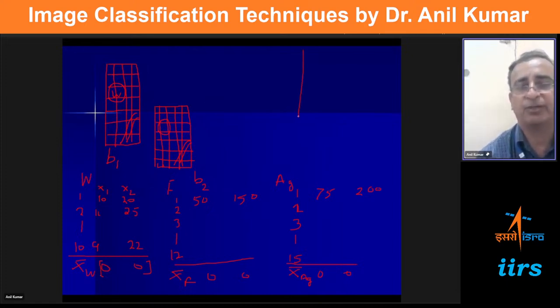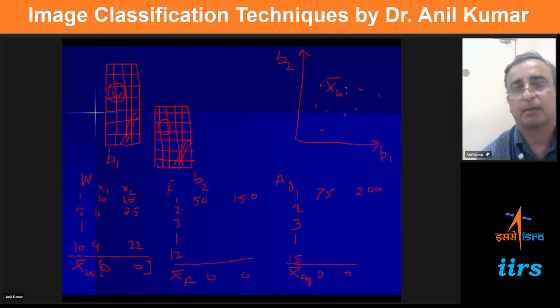So again, if you take the feature space, this is how the algorithm will work. This is your B1 and this is your B2 axis. You can plot all the pixels of the image here. Since it is supervised, you know the labels. The mean vector for water is coming somewhere here. The mean vector for agriculture is coming somewhere here. Sorry, agriculture is coming here, and for forest it is coming somewhere here.